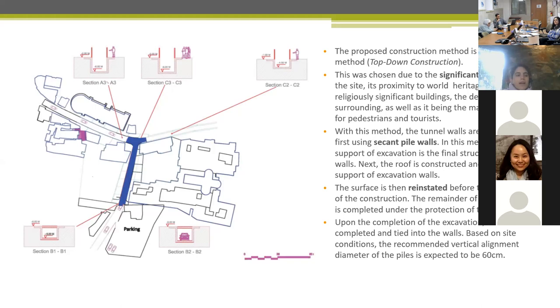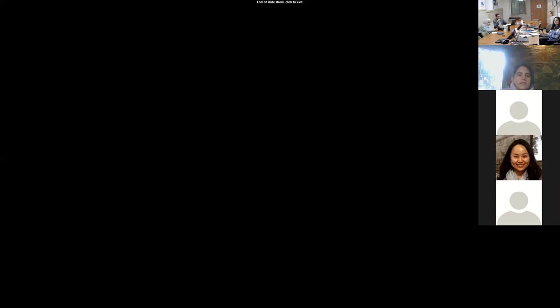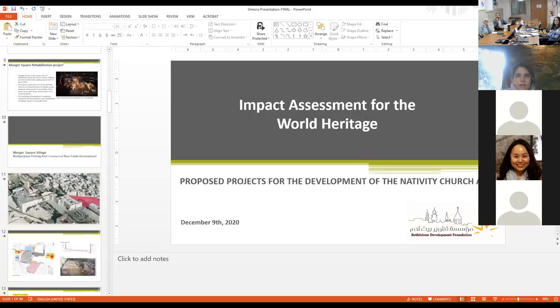So we actually have a complete study for both tunnels. If anyone's interested, please don't hesitate to contact us and we can give you the final proposal, which has more details regarding the tunnel. I don't know if anyone has any more questions.